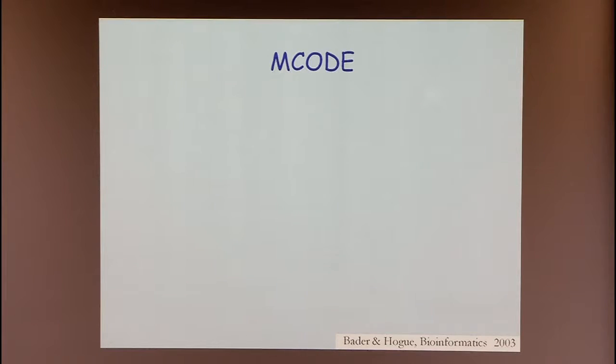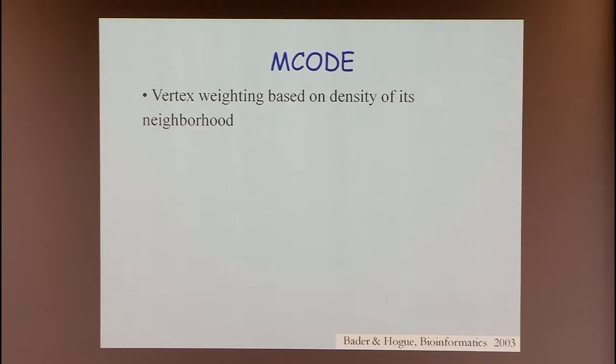So MCODE tries to identify protein complexes by identifying densely interacting sets of proteins. The way it works is as follows. It's a very simple algorithm. It gives some weight to vertices according to their potential to be in a densely interacting set. We will talk about the exact weight in a minute.